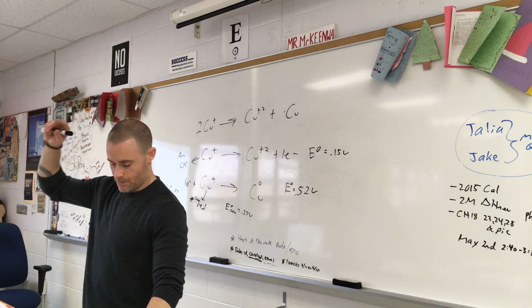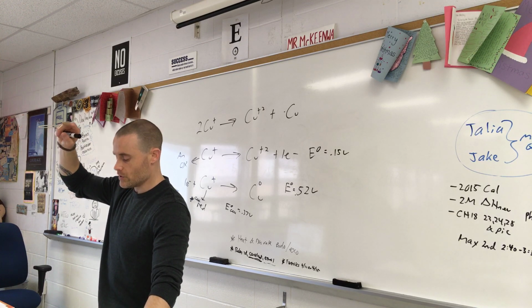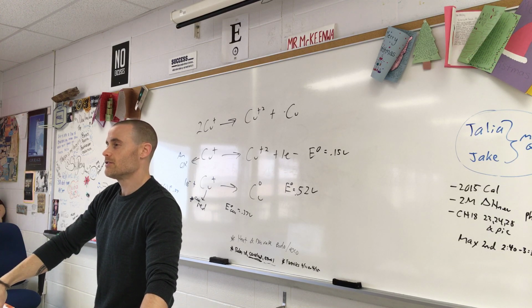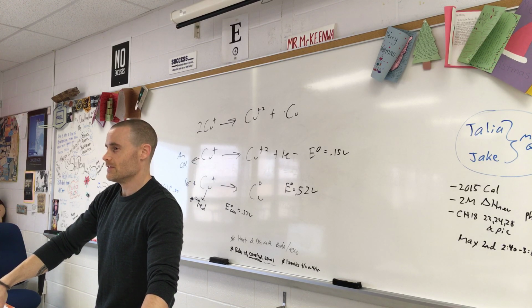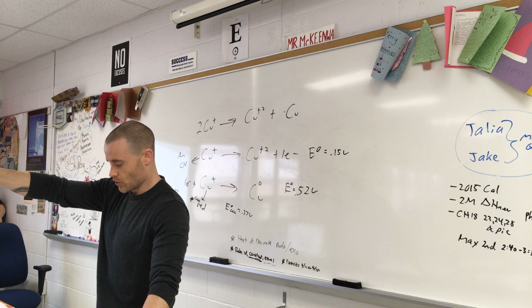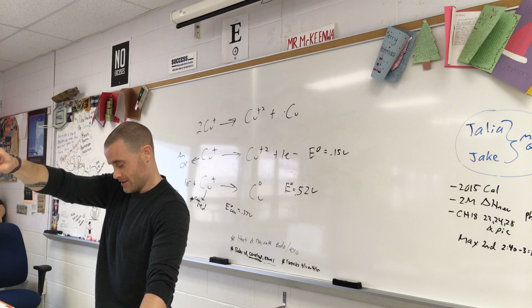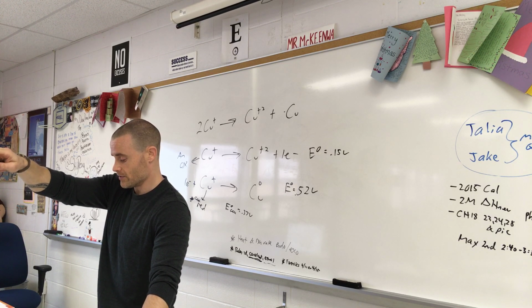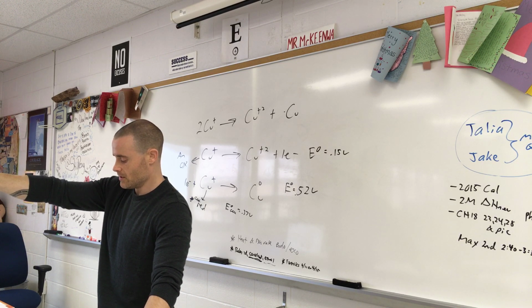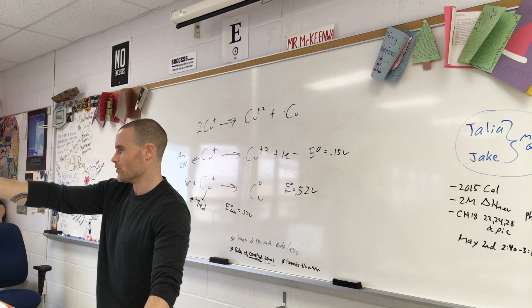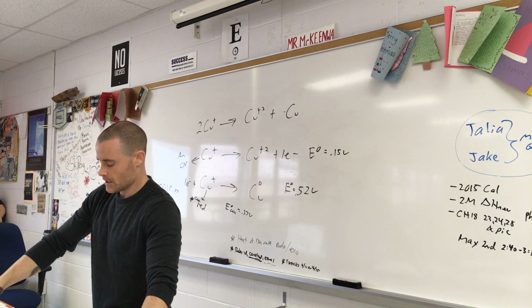Who did the picture and feels confident they got the right answers? Anyone? All right. What did you get for E cell? Okay, try again. Anyone else get a different number for E cell? 0.43. Okay, so you should be able to get the right answers. I think maybe you flipped it, Nicole. Sorry, did I sound rude? I didn't mean to be rude.